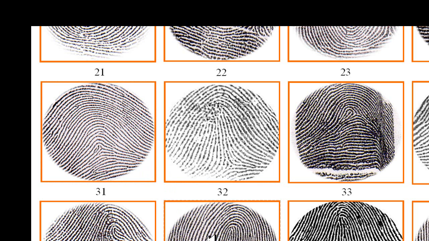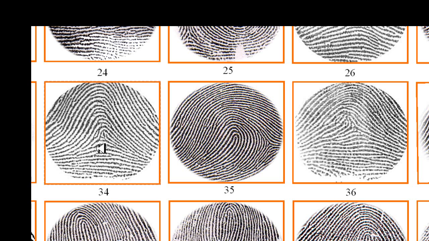Let's move on to number 32 and 33. These prints should in no way be recognized as arch patterns. They are doing something totally different. This one especially has something going on here that is not consistent with an arch. 34, 35, and 36. Hopefully you're recognizing in all three of these that we do not have the smooth ridge formation rising from one side and returning to the other. None of these patterns are arches or plain arches.